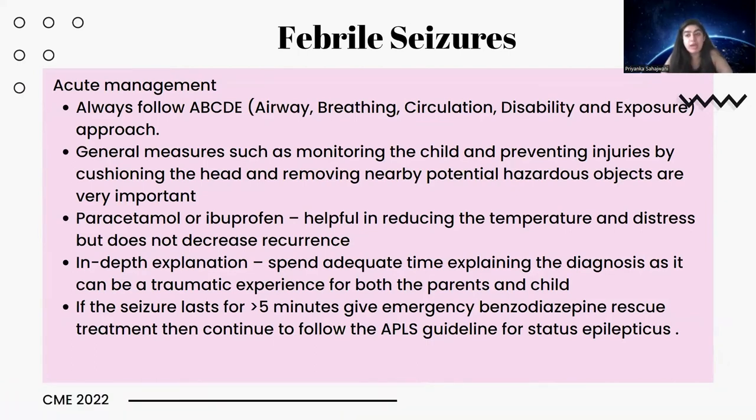So how will you manage a simple generalized seizure due to an acute febrile illness? You will follow your ABCDE approach, that is airway, breathing, circulation, disability, and exposure. Then monitoring the child and preventing injuries, because if they are seizing, you need to prevent the same. Cushioning the head, you will give them a mouth guard if they are seizing so that they do not bite their tongue off, and you will do suctioning so that there is no obstruction.